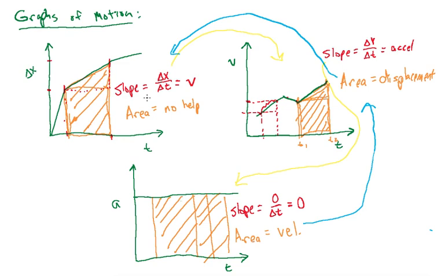It might be some sort of force graph or some other kind of crazy thing. So be very careful. Every time you get a graph, you ask yourself, what can the slope tell me, and what can the area underneath tell me?